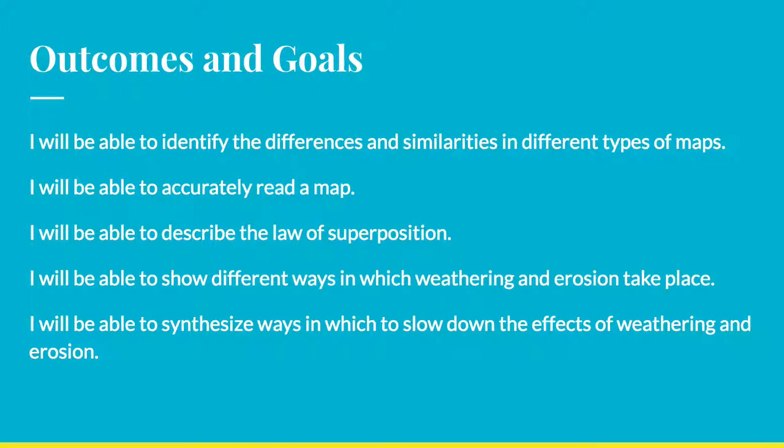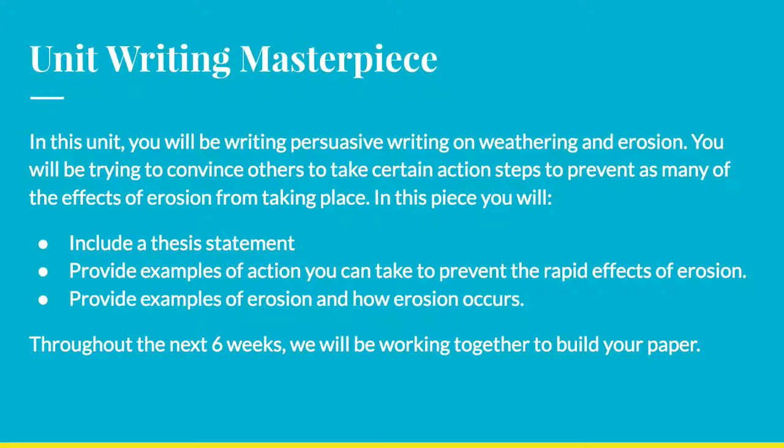Your outcomes and goals for the unit. First of all, you'll be able to identify the differences and similarities in different types of maps. I'll be able to accurately read a map. I'll be able to describe the law of superposition. I'll be able to show different ways in which weathering and erosion take place. And I'll be able to synthesize ways in which to slow down the effects of weathering and erosion.